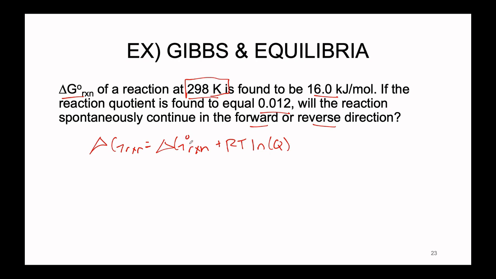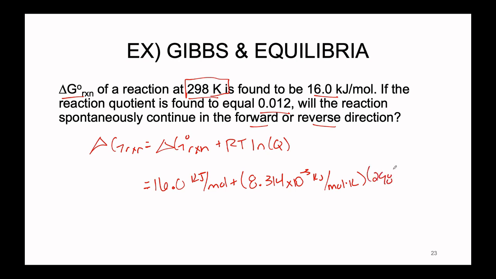So the standard Gibbs free energy was given to us, this 16.0 kilojoules per mole. Our R, again, is given to us, this 8.314. Now I am going to shift this into kilojoules, so I'm going to tack on a times 10 to the negative third to make this equal to a kilojoule per mole Kelvin value. Temperature, we're going to say is 298 Kelvin. So Kelvins are going to cancel out here. We can see kilojoules per mole are going to be working together.